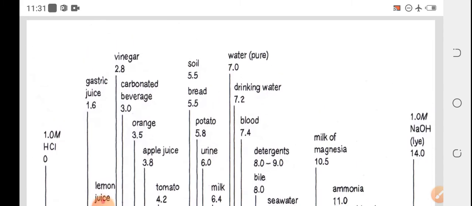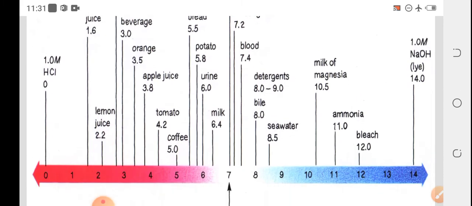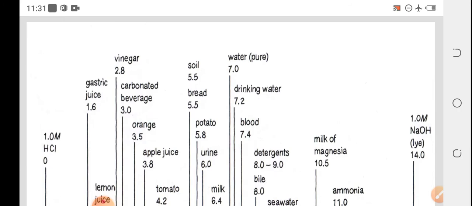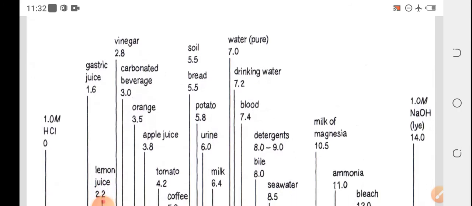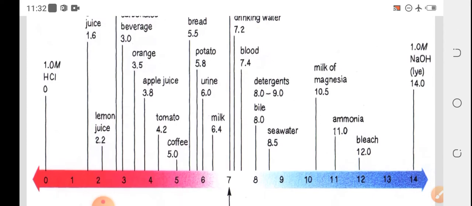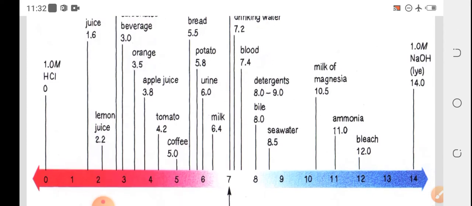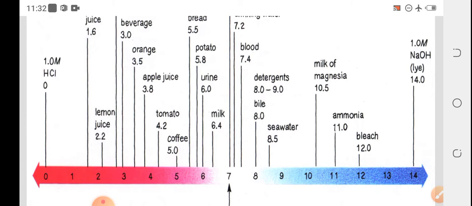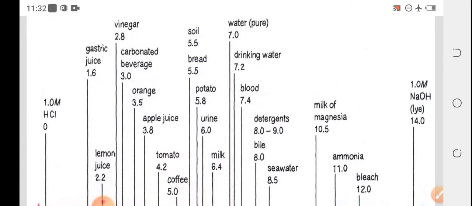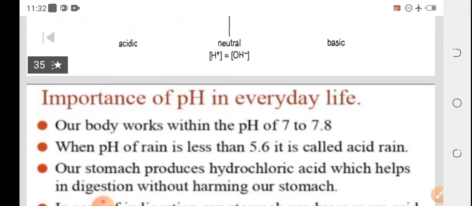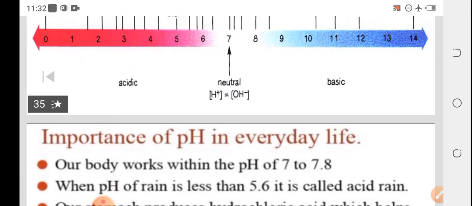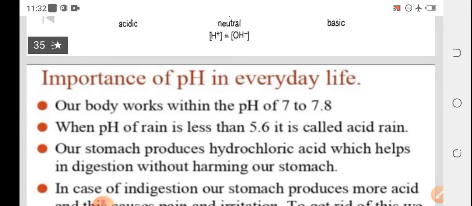Coming to 7, water in its pure form is neutral. Drinking water is 7.2, blood 7.4, detergent 8, sea water is 8.5, milk of magnesia is more than 10, ammonia 11, bleach 12. This is about the pH values of a few substances. At the neutral position, H plus ions are equal to OH minus ions.